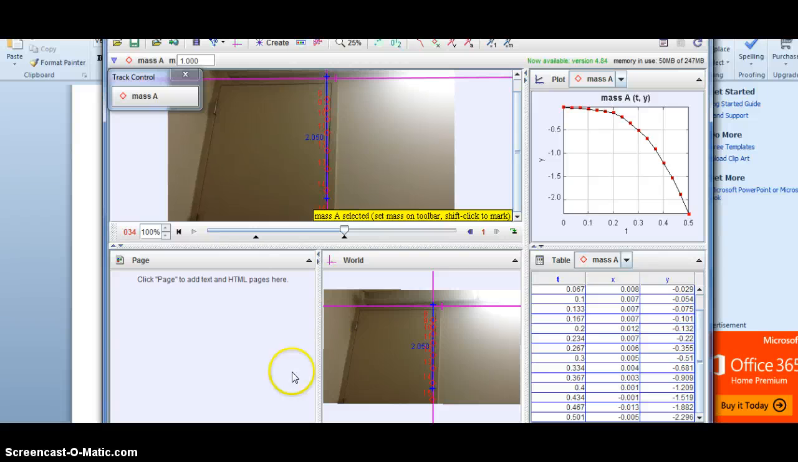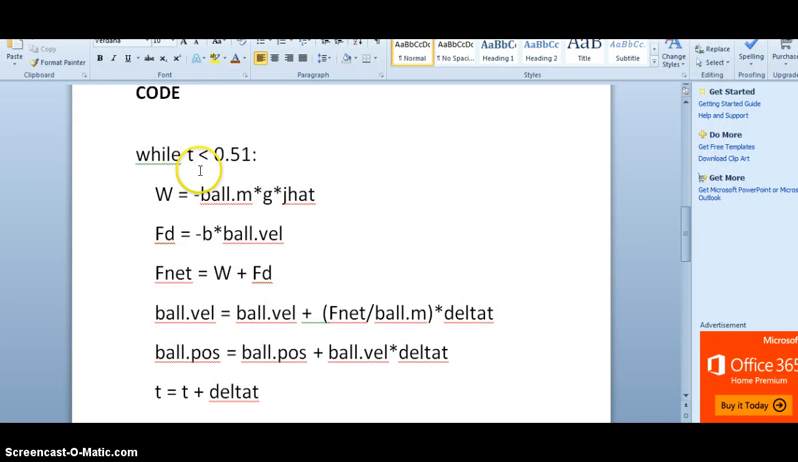Now, when looking at the code, which I will bring up here, which I have enlarged, I have a while loop. While t is less than 0.51, the duration of the clip, W being the force of gravity taken onto the ball, W equals negative ball.m, the mass of the ball, times g being 9.8, the acceleration due to gravity, times j hat, which all combines to give you the force of gravity, the weight force.